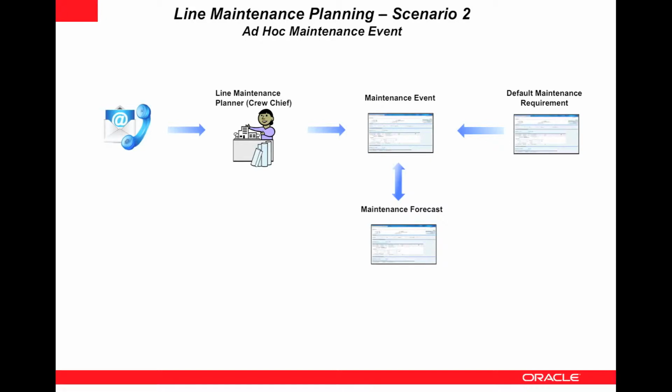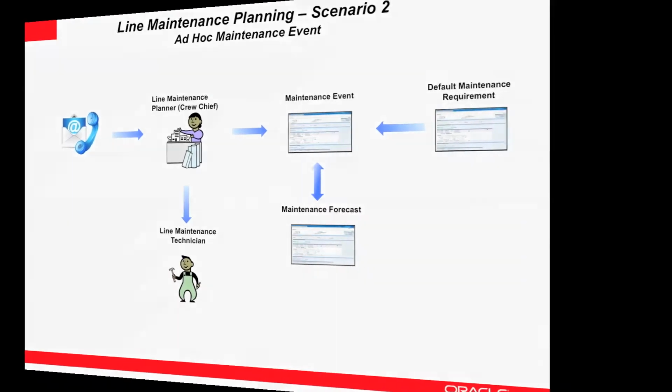If the scope of the maintenance needs to be expanded, the planner can pick additional requirements coming from the maintenance forecast. Once the scope is firmed and the visits are ready to be executed, the planner again pushes them to production, where a line maintenance technician can pick them up and start the execution. Now let's hand it over back to Rick, where he's going to show this process in the system.